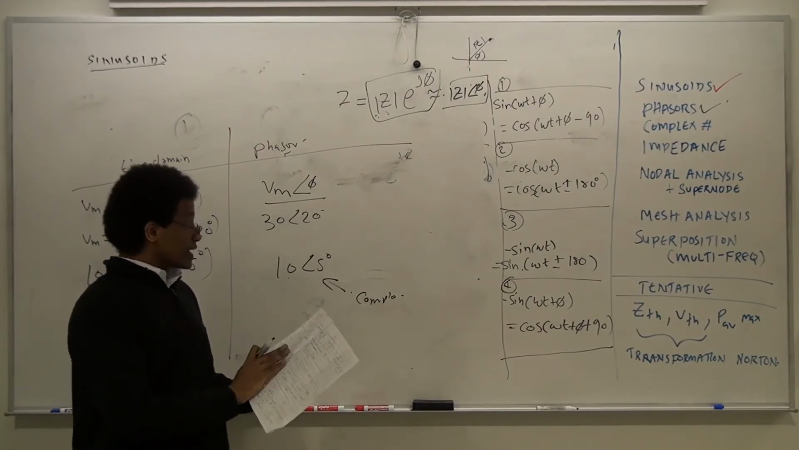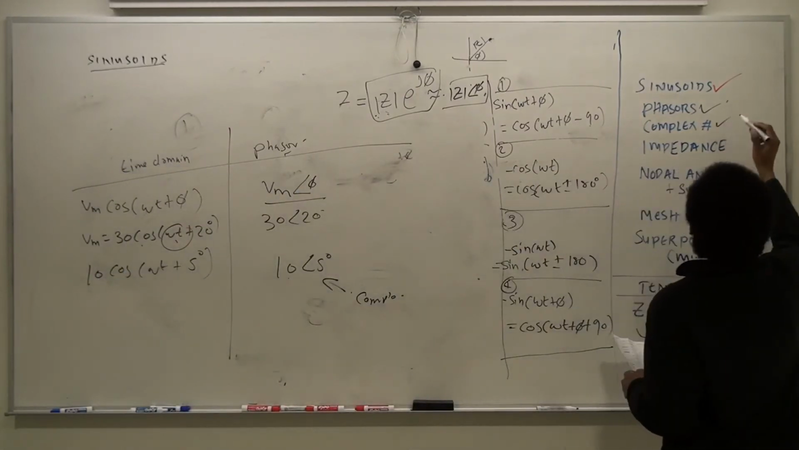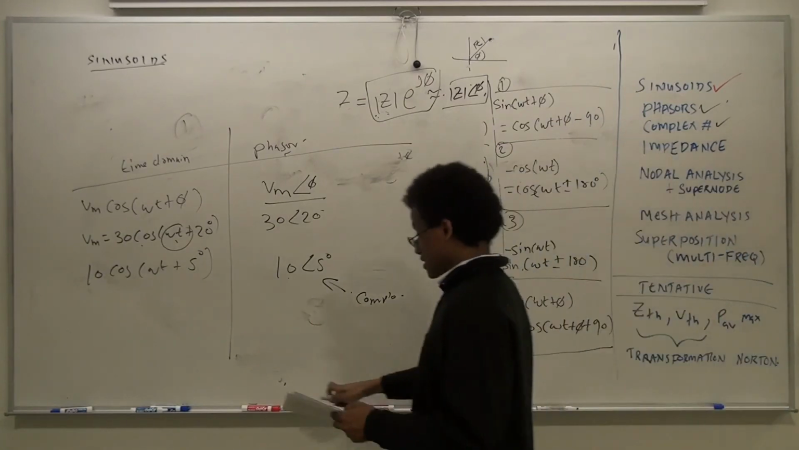Now that we know what phasors are, complex numbers we call phasors, next is impedance.